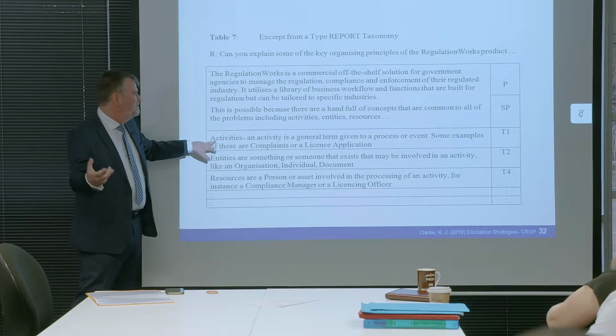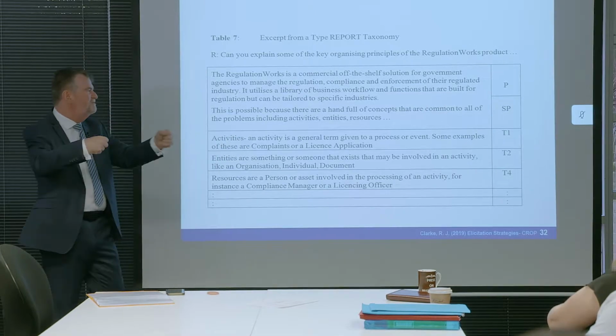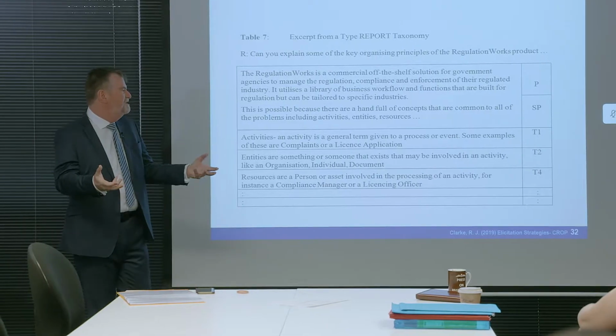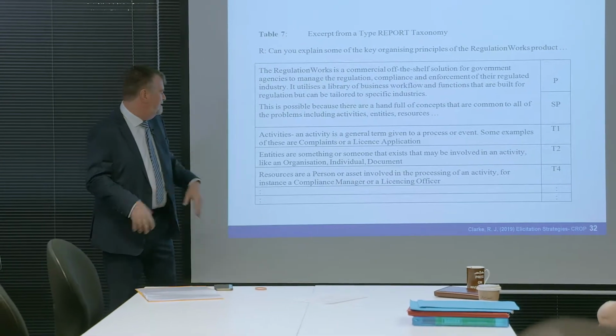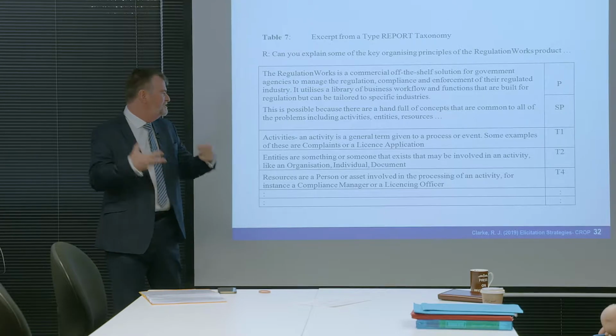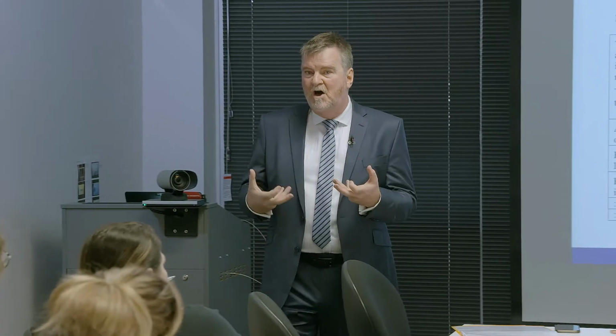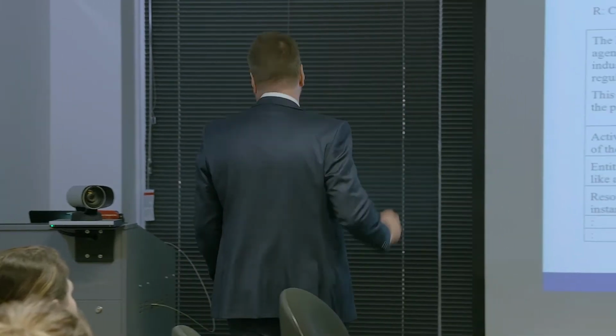And then they tell me some of the things that are involved in the design of that system. Activities. An activity is a term that's given to a process or an event. An entity, something or someone that exists that may be involved in an activity. Or resources, a person or an asset involved in the processing of an activity, and so on. So they've organised their response according to a report of a type. It's types of things that are being reported on.